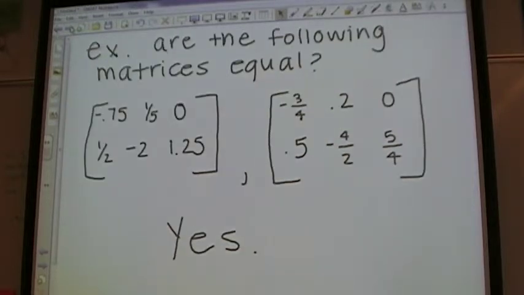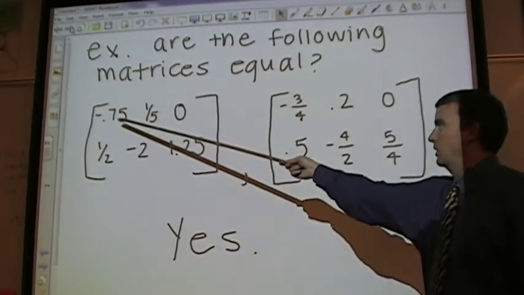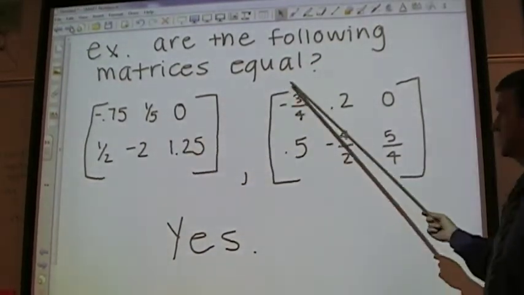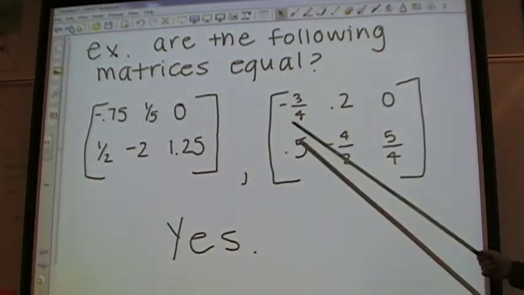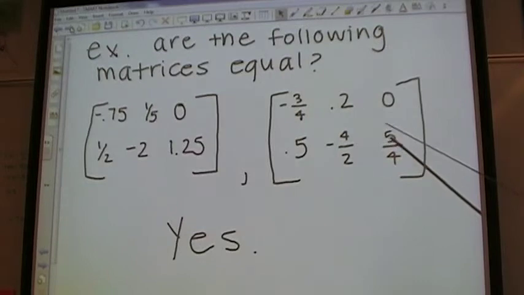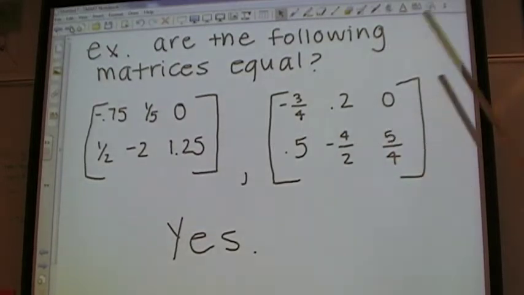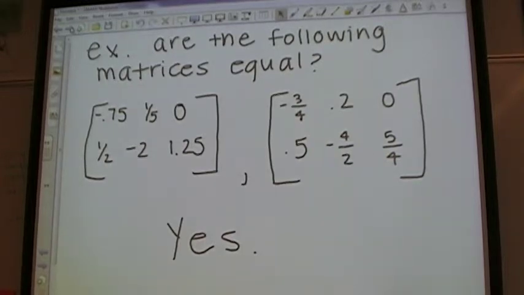All right. Next example. Are the following matrices equal? All you have to do is compare the corresponding entries. Yes is the answer, because negative 0.75 is the same thing as negative 3/4. All of those entries are the same from this matrix to the next. And you have to make sure that all of them match up, every single one.